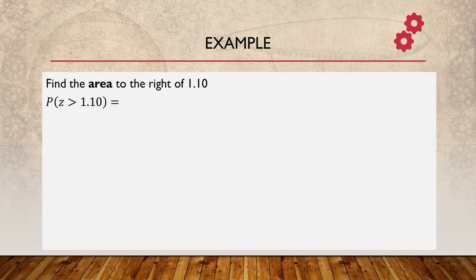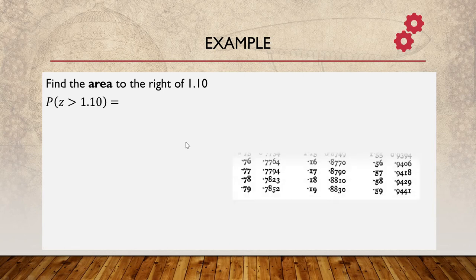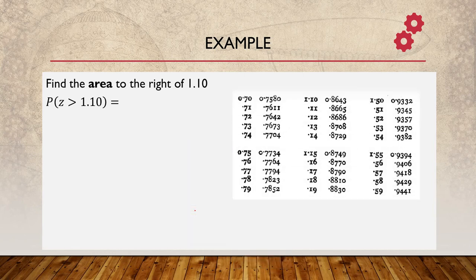Okay, next, find the area to the right. What does it mean by to the right? To the right of 1.10. Okay, draw first. Middle is 0, 1.10 is here. To the right means right hand side. So this is the tail. The table gives the value here. But you want the tail, you know total is 1, so 1 minus, where is 1.10? So 1 minus 0.8643.